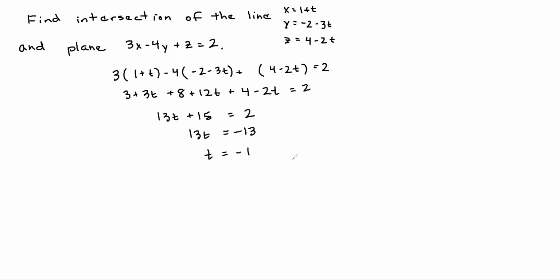T equals negative 1. And then once you have your t value, in order to find the actual point of intersection of the line and plane, you need to take your t value and plug it in to your line, and it will generate a point. Okay, so if we do that, we're going to get x equals 1 minus 1, right? We're plugging in negative 1 for t. And then y equals negative 2 minus 3 times negative 1. And then z equals 4 minus 2 times negative 1. So 1 minus 1 is 0. Negative 2 plus 3 is 1. And then 4 plus 2 is 6.